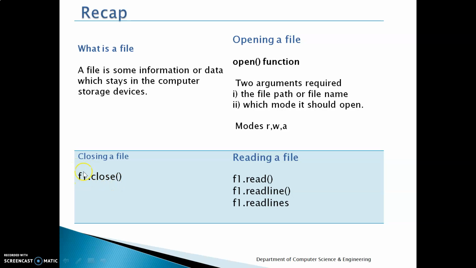In order to close a file, you need to use the file handle dot close method. So this F1 is nothing but the file handle name, whatever you have given, dot close method, which does not take any parameters.